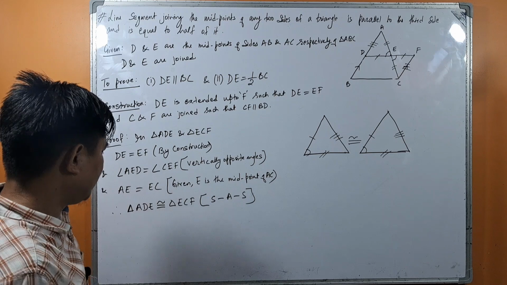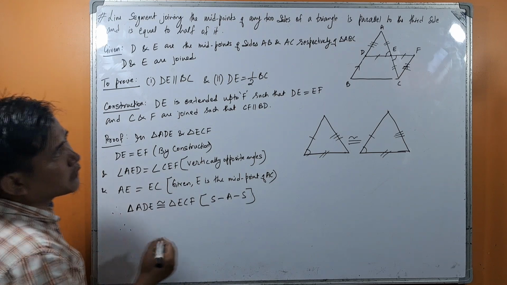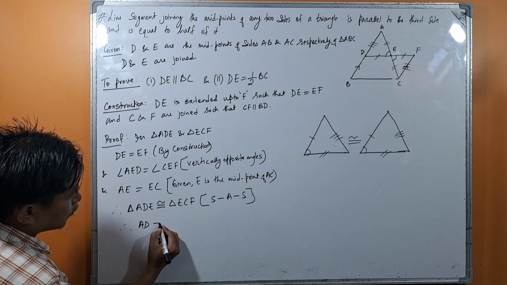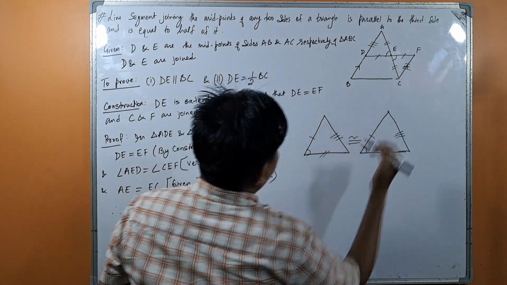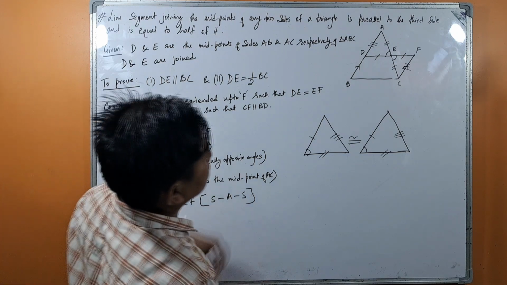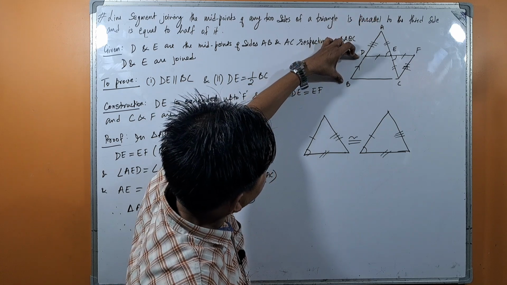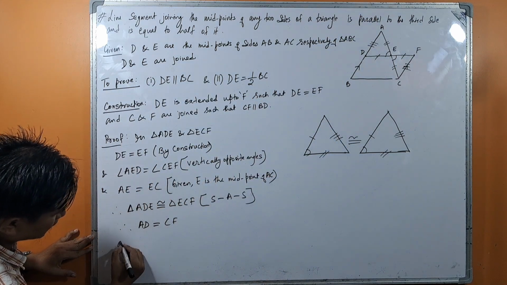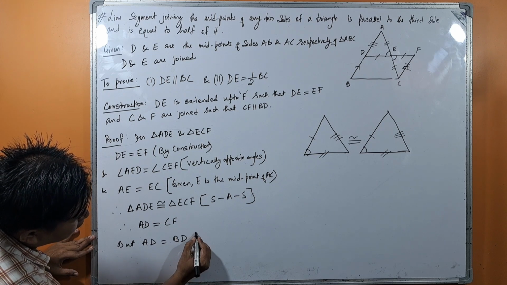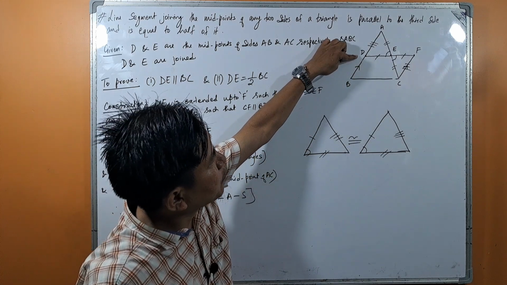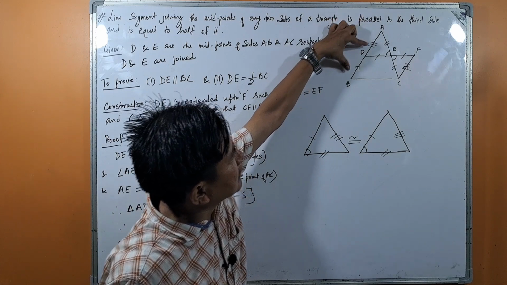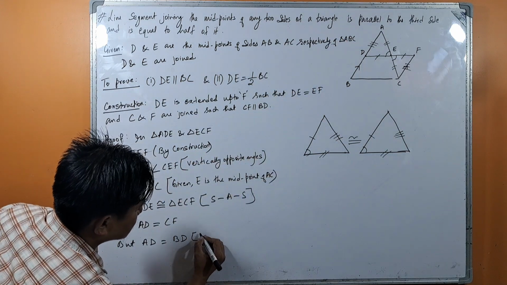Okay, this means their corresponding sides will also be equal. Side AD will be equal to side CF, isn't it? But we have AD equal to BD, isn't it? AD equal to BD. Why? Because D is the midpoint of side AB. So if D is the midpoint of AB, we can say AD is equal to BD. Since this is given.